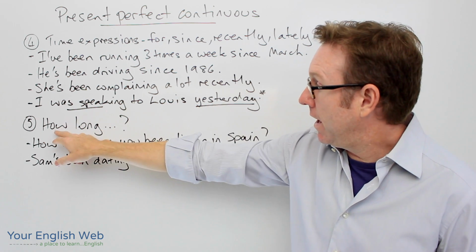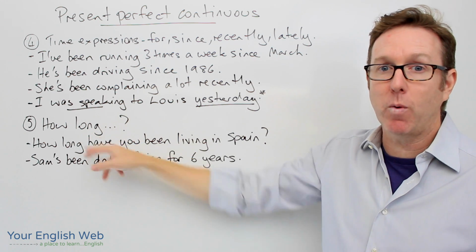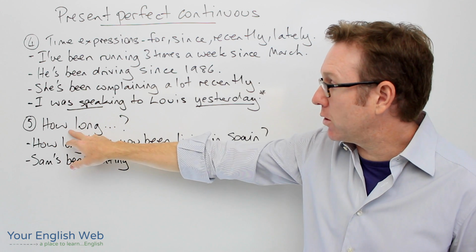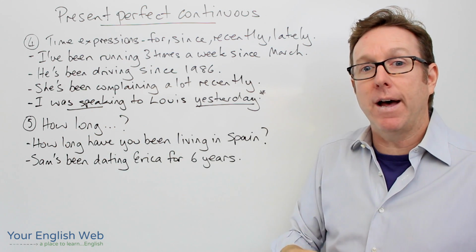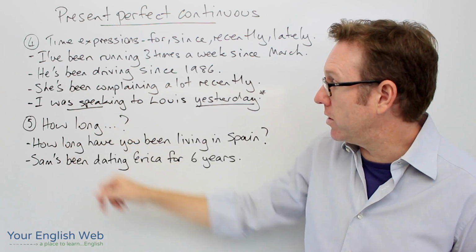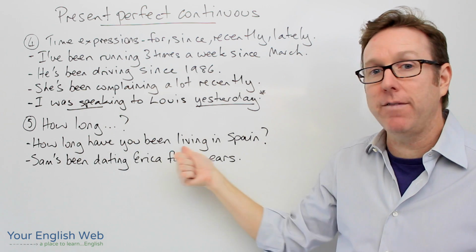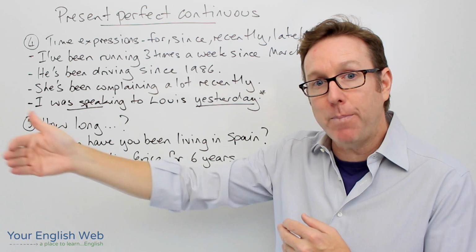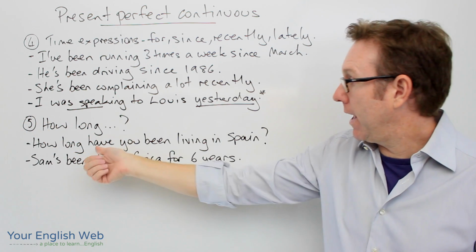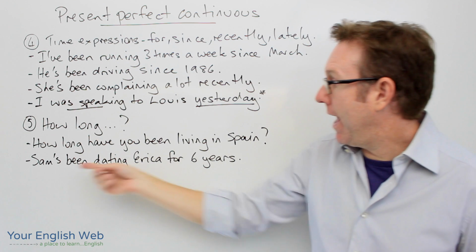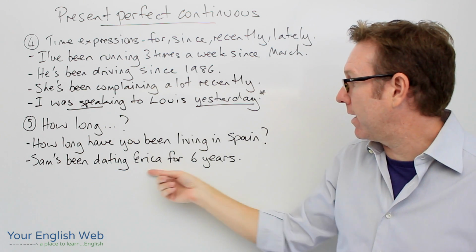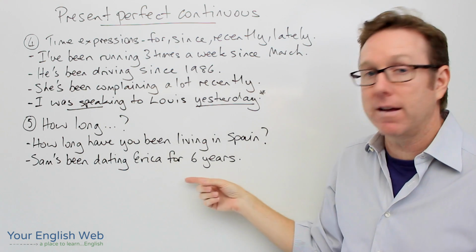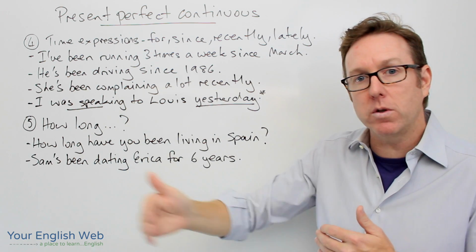And lastly, how long? Okay, so when we want to talk about how long something has been going on for, or if we ask this question or want to give a reply that answers this question: how long have you been living in Spain? Too long. And Sam's been dating Erica for 6 years. He has been dating Erica for 6 years, so a long time.